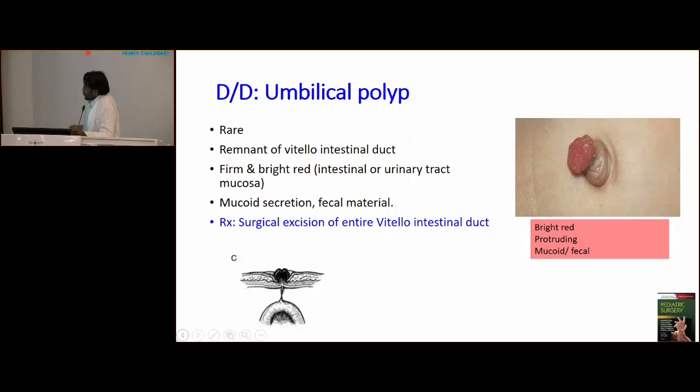And for treatment, if you see this image, this is an umbilical polyp where it is a remnant of the vitello-intestinal duct and ectopic intestinal tissue sitting over it, which mimics the umbilical granuloma. Most often it is a protruded mass, and though both of them can mimic each other, it's a bright red protruding mass, and mucoid and fecal matter are seen.